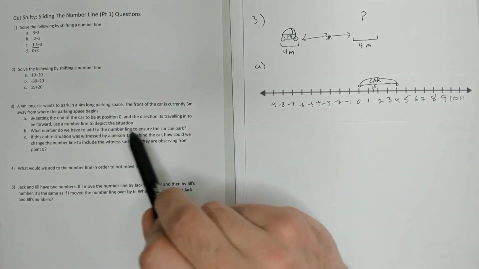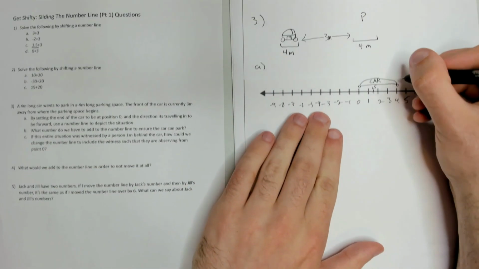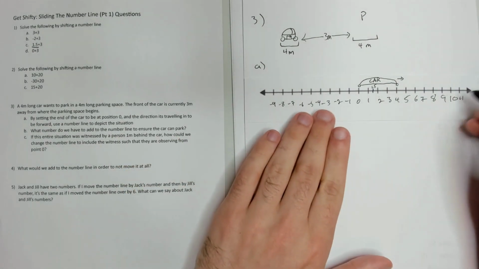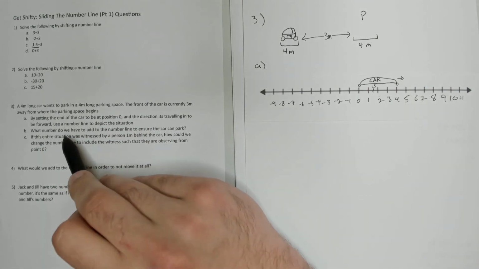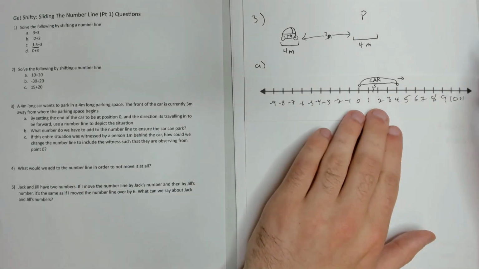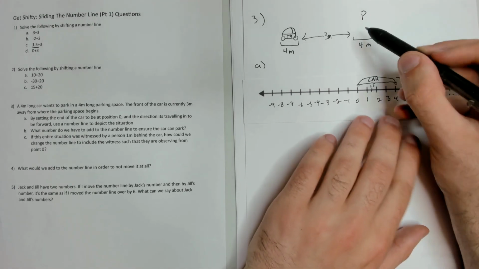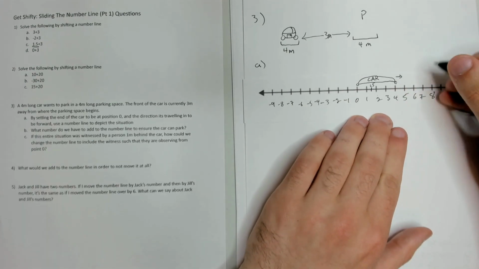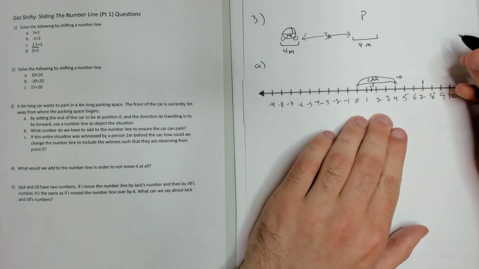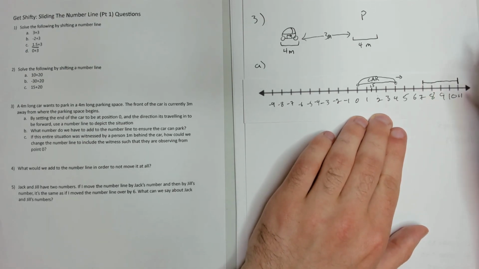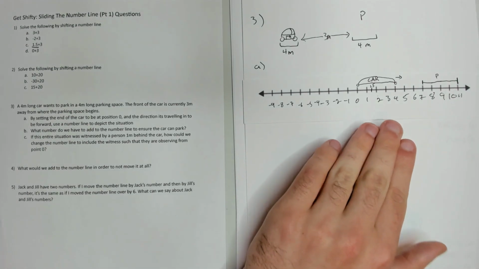And it says that it's traveling in the forward direction. So that means the car is moving this way, because generally forward refers to positive. So using a number line to depict this situation, that's what we're doing, and we need to put the parking space in. So we know that the parking space starts 3 meters away from the car. So we're going to go 1, 2, 3 meters over. So this is where the parking space starts. And the parking space is 4 meters long. So we go 1, 2, 3, 4. So the parking space covers from 7 through 11. So this is our parking space right there.